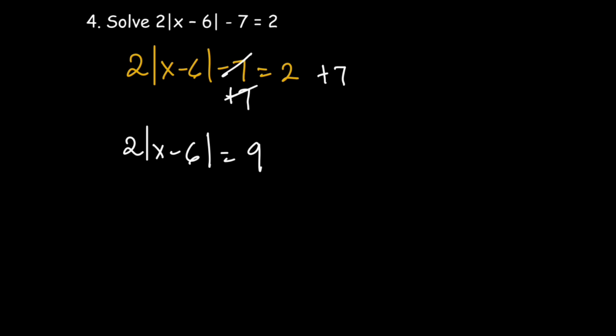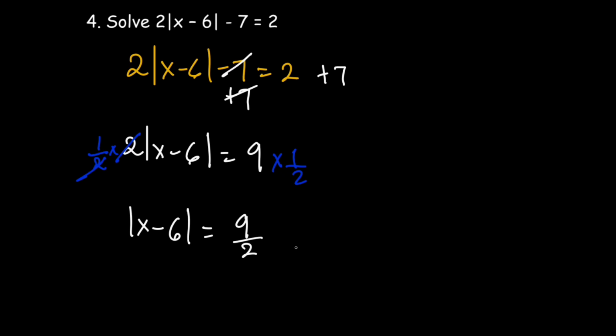So what I'm going to do is multiply both sides by 1/2, because I just want these two right here to cancel out. Then I'm left with the absolute value of x minus 6, and this is equal to 9 times 1/2, which gives us 9/2.